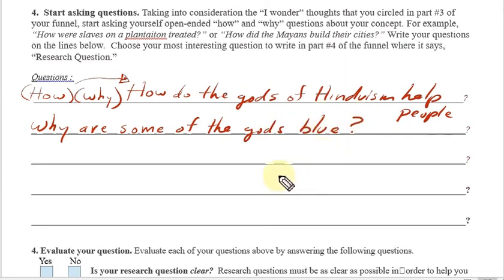Now, when you're writing your research questions, you have to think, man, can I write 5 paragraphs on this? Like, why are they blue? Probably not, right? Your next step after you get your research questions would actually be to go online and see if you can find stuff. That'll be the real test.